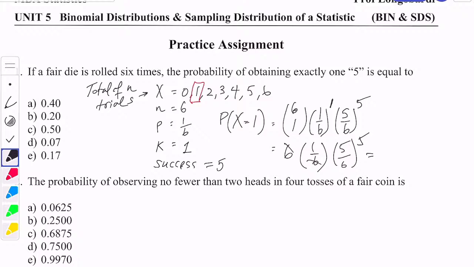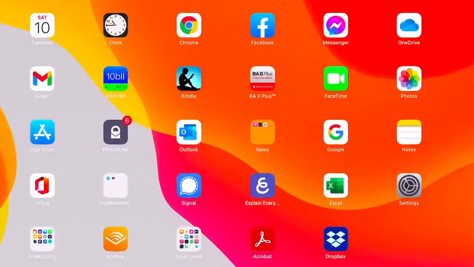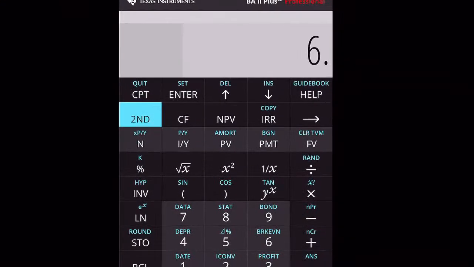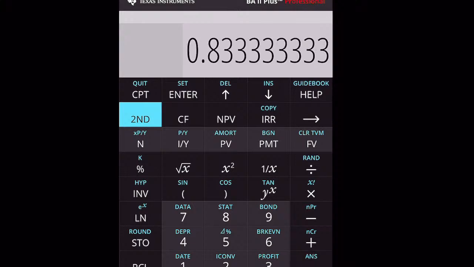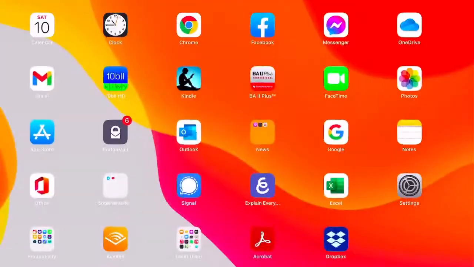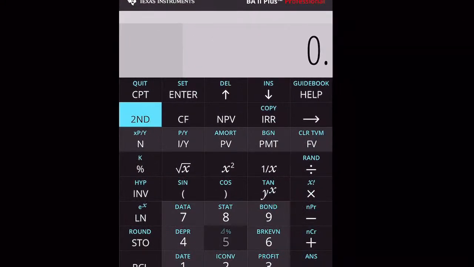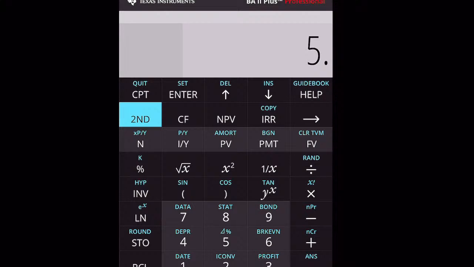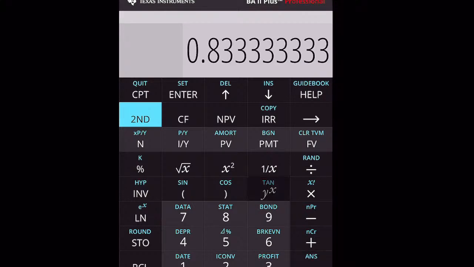All right, when you put it together, the answer is 0.4. Does anybody need me to show them how to punch this into your calculator? So if we punch this in, it's 5 divided by 6 equals power 5. 0.4. I'll do that again. Oops, I'll do that again. 5 divide 6 equals y to the x 5.